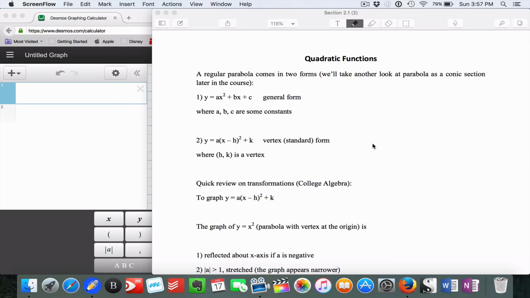Hi everyone, this video is on quadratic functions: how to recognize them, how to graph them, and how to apply them in real-life situations. So what you see right here are the notes. For example, there are two forms of quadratic functions.